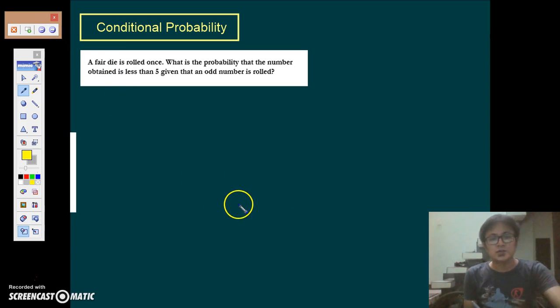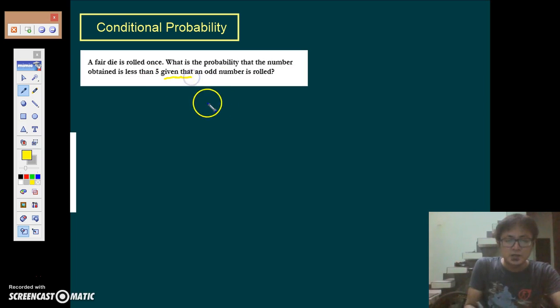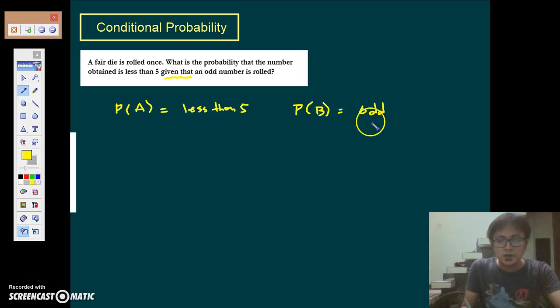A fair die is rolled once. What's the probability that the number obtained is less than 5, given that an odd number is rolled? So you see the words given that, so that's where your bar is. Let's say that A is the event that the number obtained is less than 5 from a fair die, and let's say B is the event that the number obtained is odd. What we are asked here is basically P of A given B.